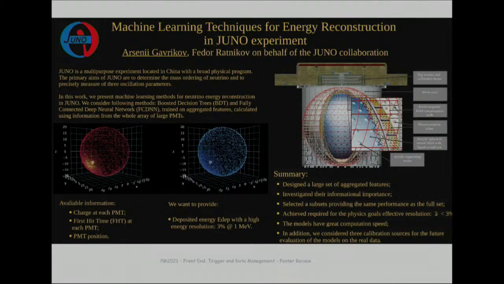Machine learning techniques. This is an example from JUNO, the underground neutrino experiment. They use ML to reconstruct the neutrino energy, where the input is the charge from the photomultiplier, the timing, and the position. And they find that they can reach the requirement on the energy resolution, and they say they have a high computational speed, but it's not really quantified what this means.